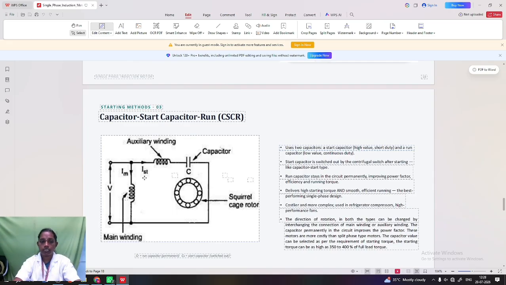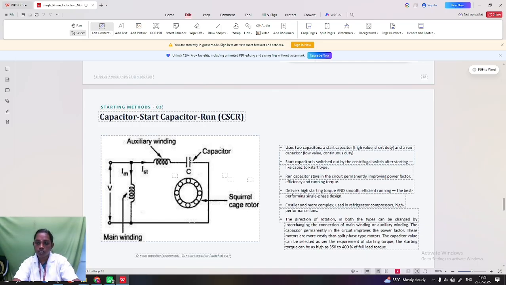Next we discuss the capacitor start, capacitor run induction motor, which is the same as the capacitor start motor. Here the centrifugal switch is not present. That means the capacitor remains in the circuit during both starting and running conditions. Here we use two capacitors: one is a start capacitor having a high value and short duty, and a run capacitor having a low value and continuous duty.